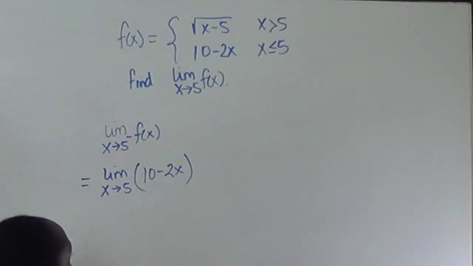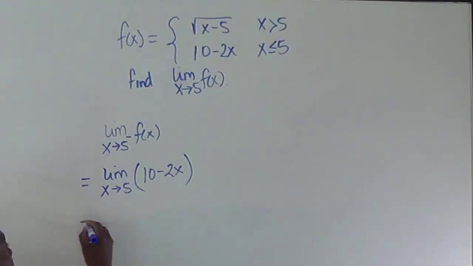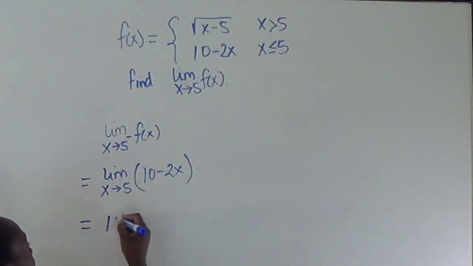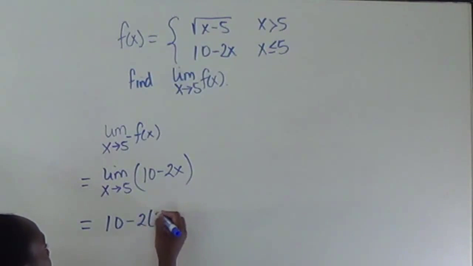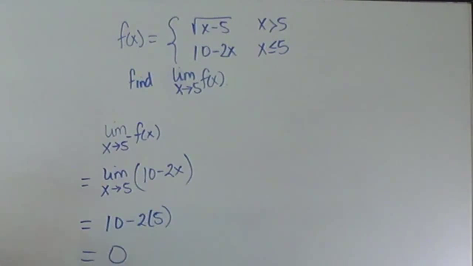Okay? So here we can simplify. This one's a polynomial, so I don't need any algebraic manipulation. Plugging in, I can see I'm going to get 10 minus 2 times 5, or 10 minus 10, which is 0.